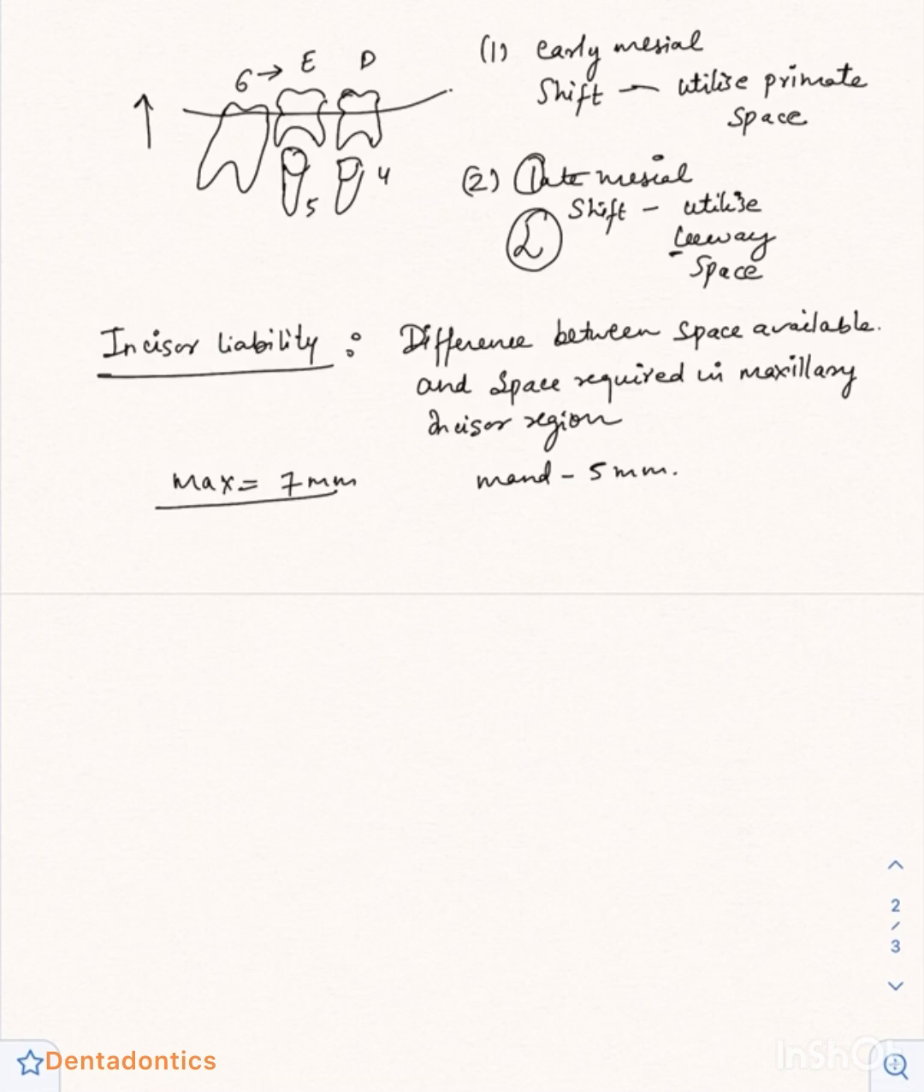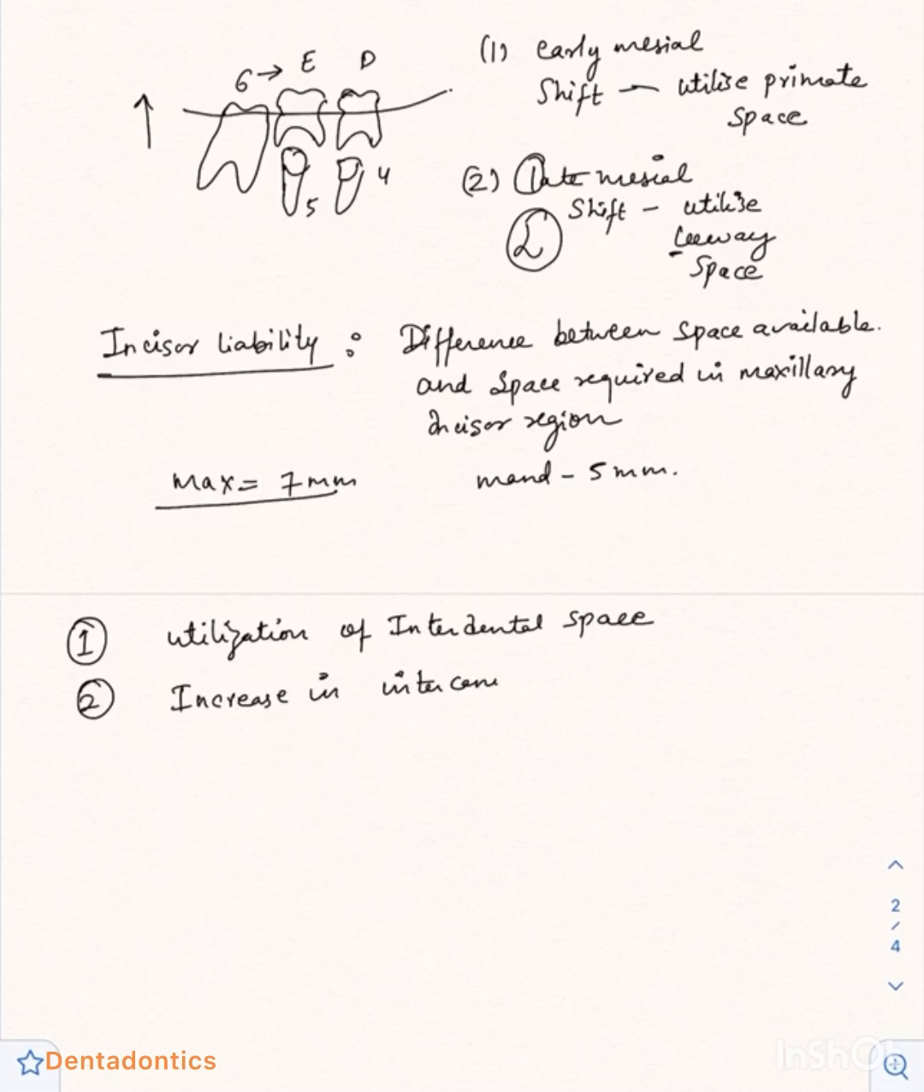accommodate in that space by using three methods. First, utilization of interdental space like primate, physiological and leeway space of Nance. Second, because of increase in intercanine width and length, which occurs at 9 to 11 years of age and during eruption of canine. And third is increase in interdental angulation.